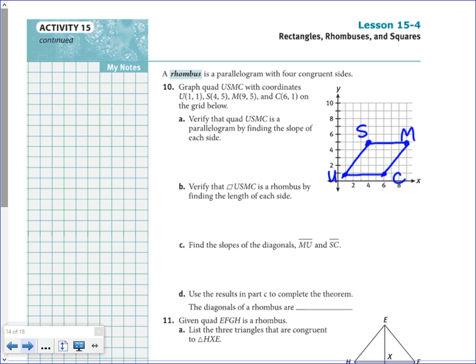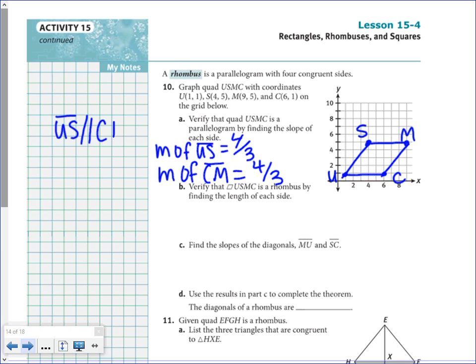So here's our quadrilateral, and we want to verify that the quadrilateral is a parallelogram by finding the slope of each side. So if you look, the slope from U to S, you're going to rise 4 and then go to the right 3. So the slope of US is 4 over 3. If you look at the side that is opposite it, CM, the slope for it, you go up 4 to the right 3. So the slope of CM is also 4 over 3, which means that US is parallel to CM.